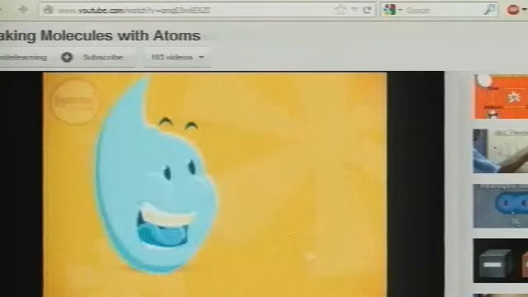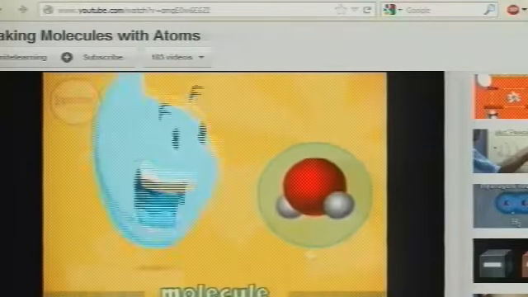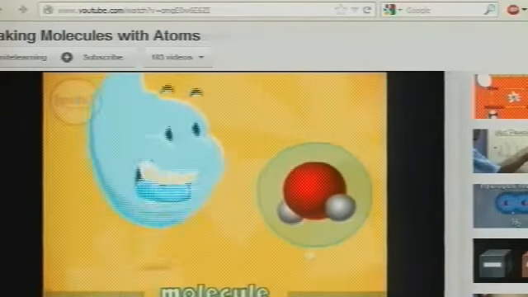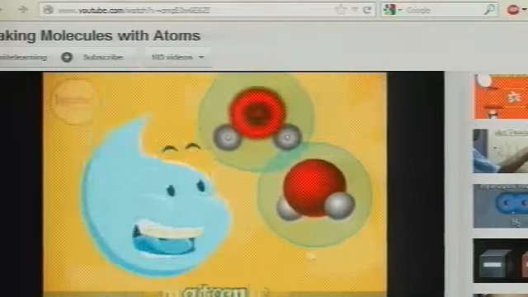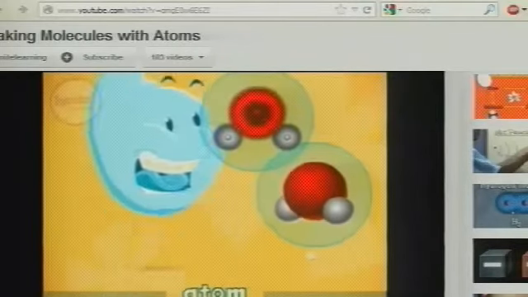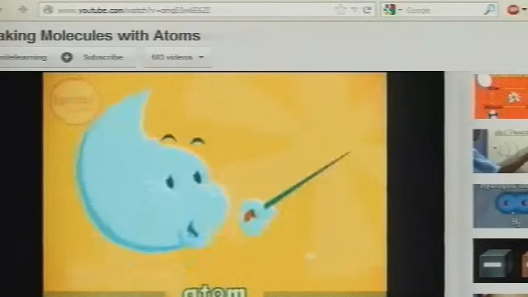This tiny drop of water is really made of millions of tiny molecules, and those millions of molecules are made up of tiny atoms. Can you believe it? Amazing! It all starts with the atom.